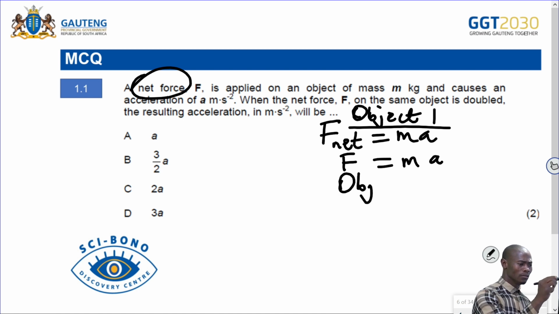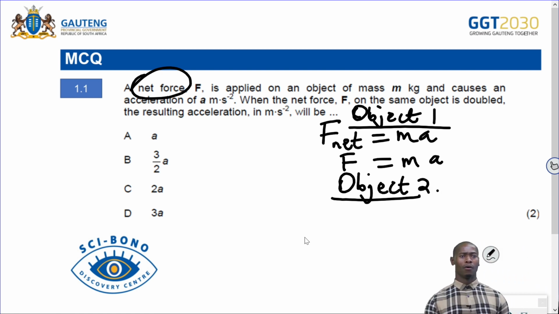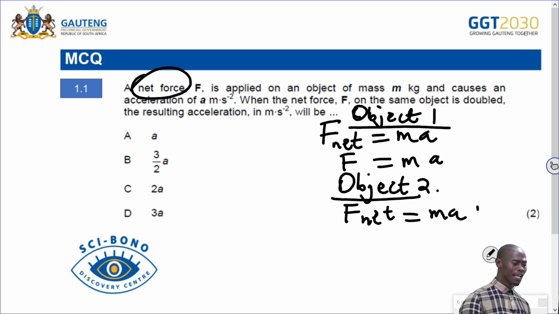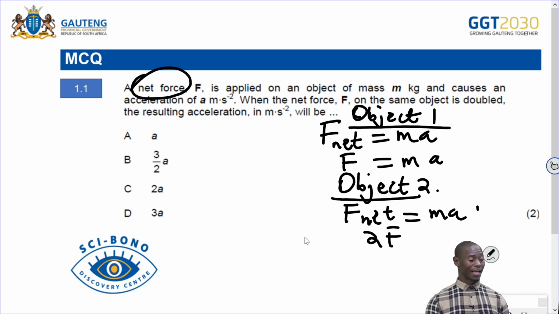Then object 2, what is happening here? When the net force F on the same object, it is the same object, which means the mass is kept constant. They want us to find the acceleration when the net force is doubled. So I have F net equals ma, where F is now doubled, so I have twice F there. Mass is still the mass.